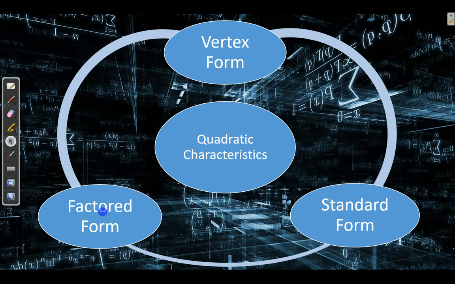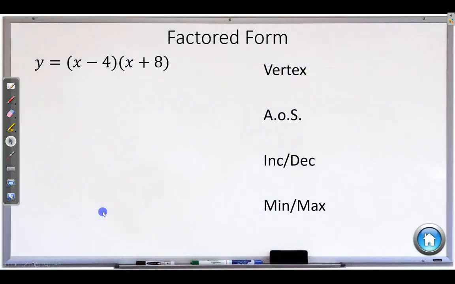So, first factored form. Here we have a factored form equation, and that is still a parabola. Because it's still a parabola, we're going to still find the vertex, the axis of symmetry, where it is increasing and decreasing, and whether the vertex is a minimum or a maximum. Sadly, because it's not in vertex form, we do have to do a little bit extra work. So I'd recommend first, let's just get a visual of this parabola, and then we can go from there.